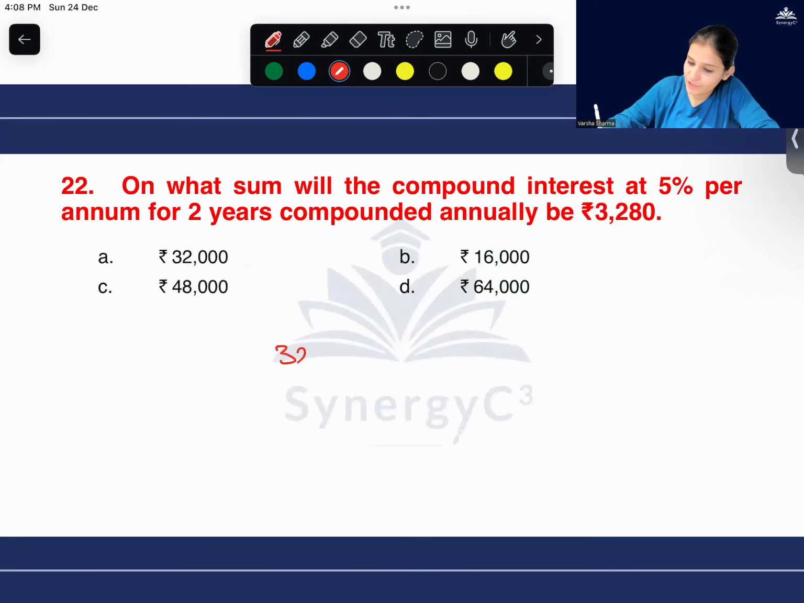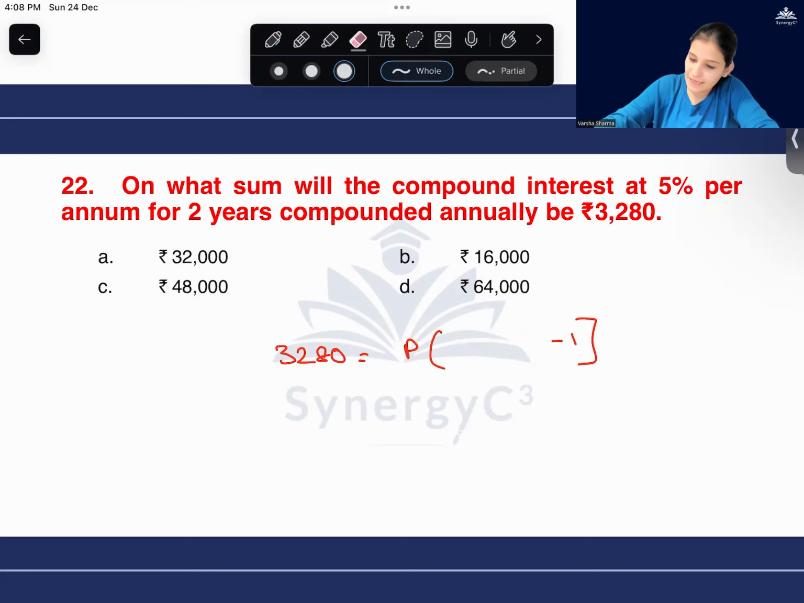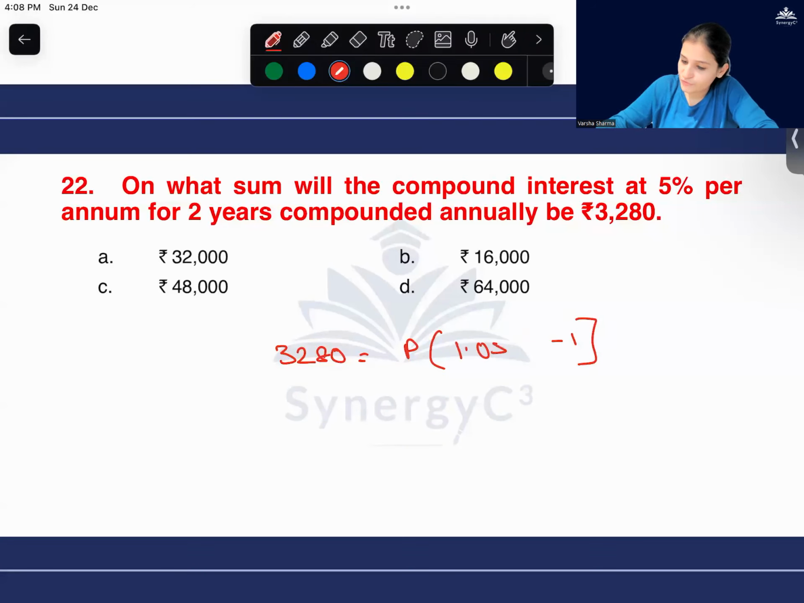So we have been given compound interest. Principal is missing. Use this formula: (1 plus i) power n minus 1. Here the compounding will be annually, so 1.05 to the power 2. First calculate 1.05 to the power 2 minus 1. Save it. Then divide 3280 by that. 32,000.